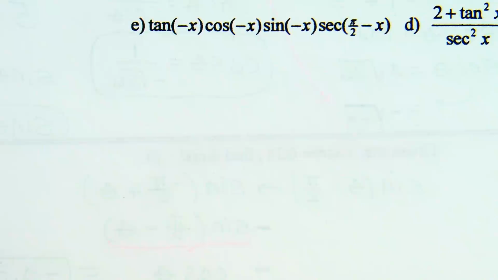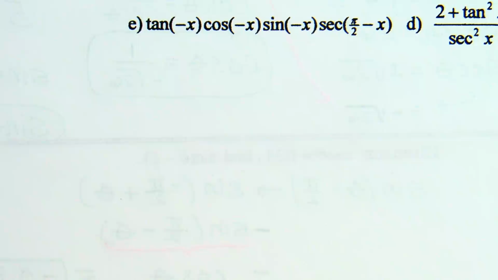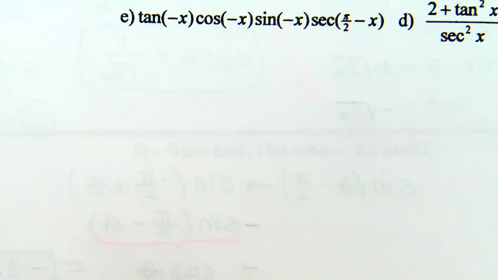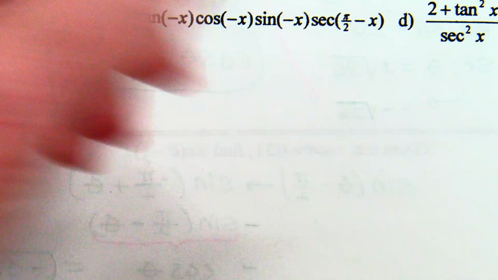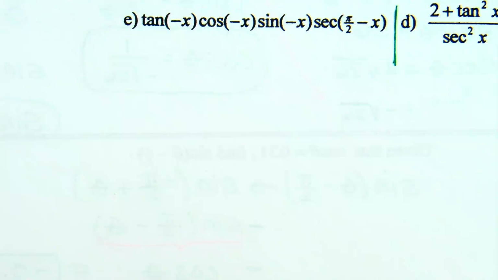Okay, so first of all, that D should be F for the next problem. Like the problem ends there. Okay, that's just a whole other problem. Okay, so problem E. The tangent of negative x times the cosine of negative x times the sine of negative x times the secant of pi over 2 minus x.